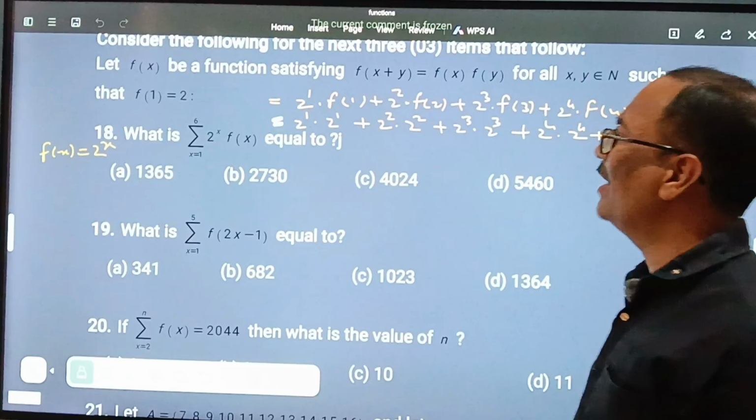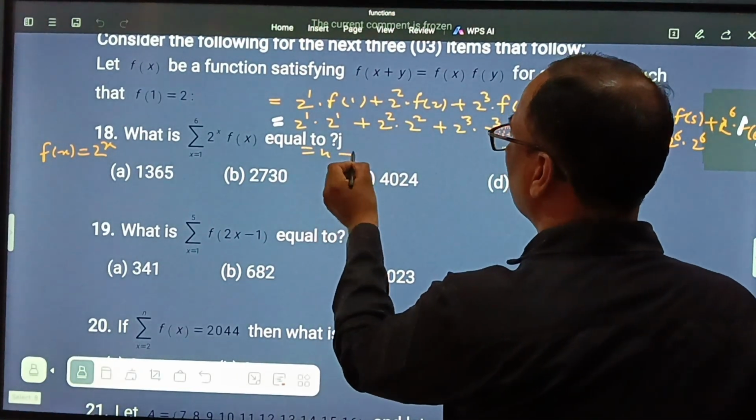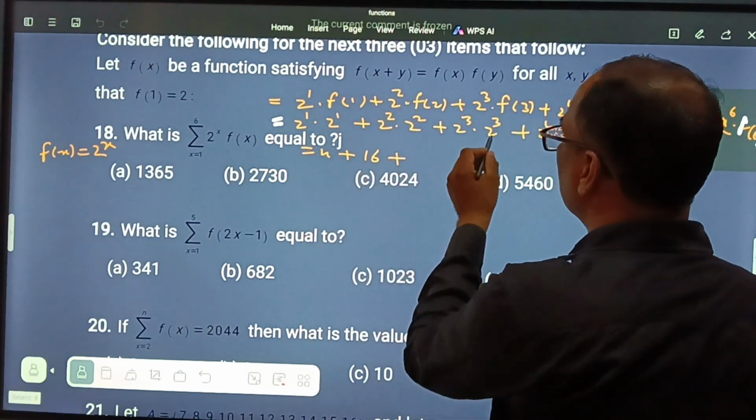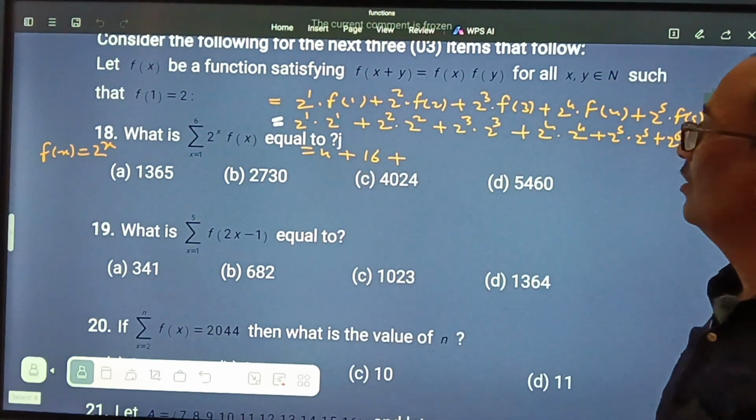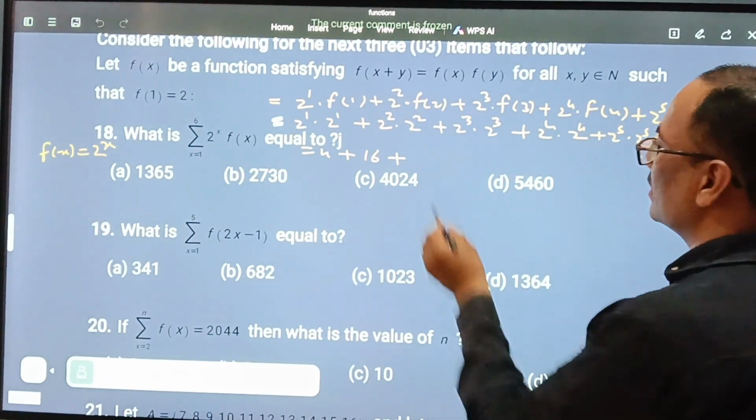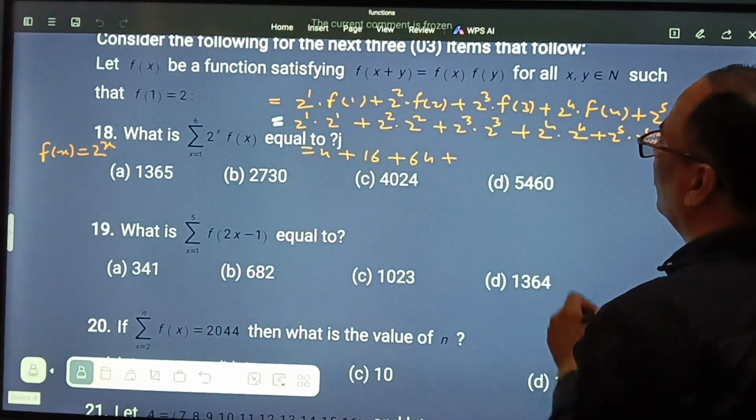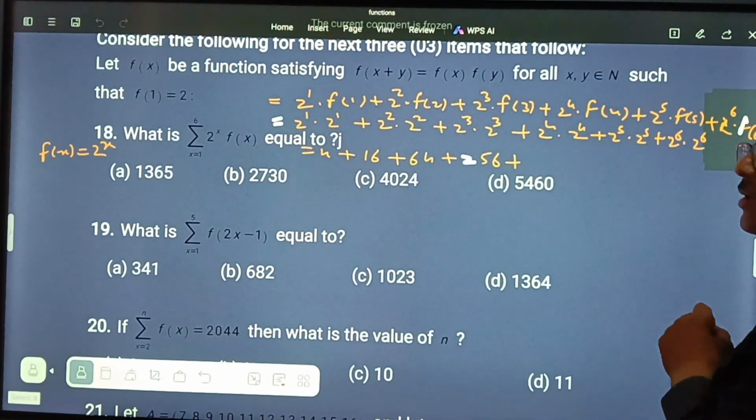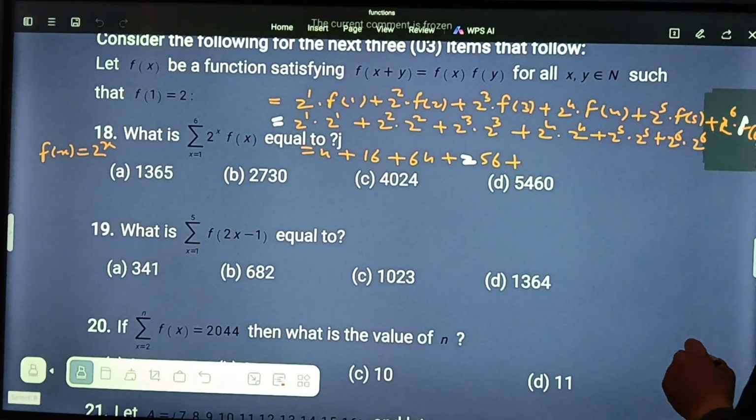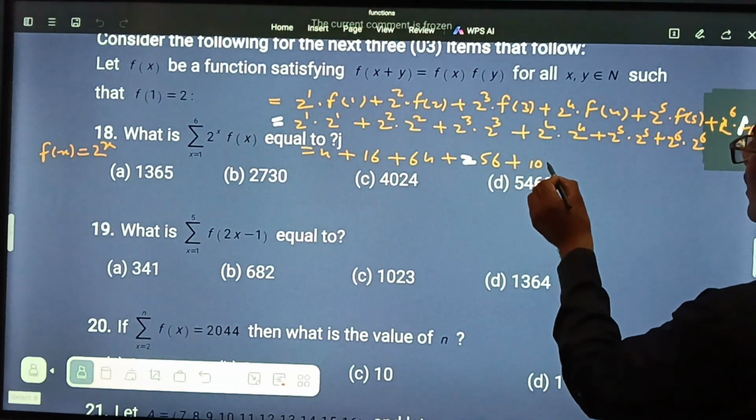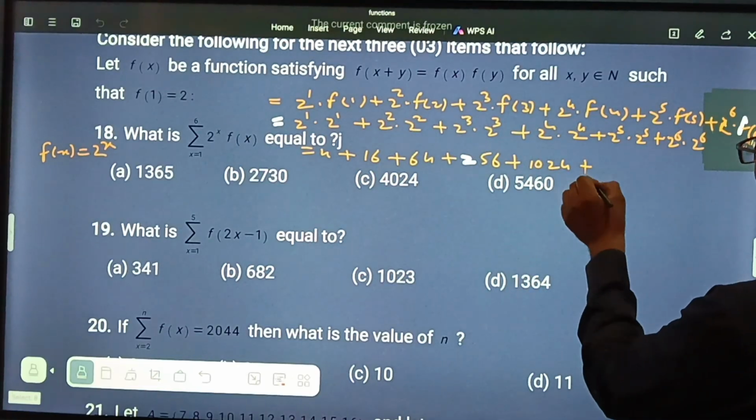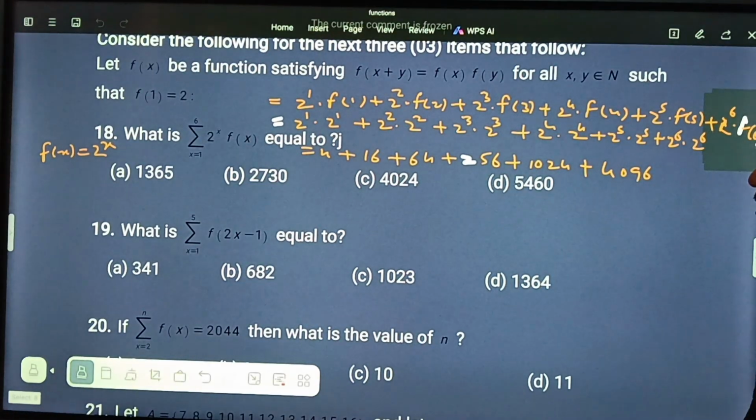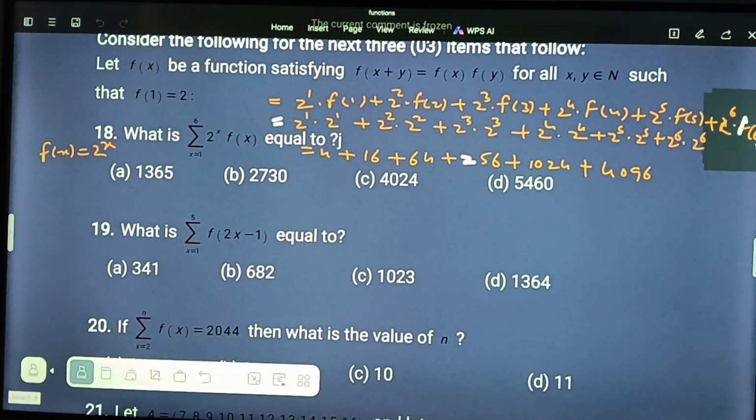Now how to find it? Definitely this is 4, this is 4 square, that is 16, that is 4 raised to power 3, 64. This is 256. This is 4 raised to power 5, that is multiplying by 4, 1024, plus again by 4, 4096. Now add the numbers, what do we get?